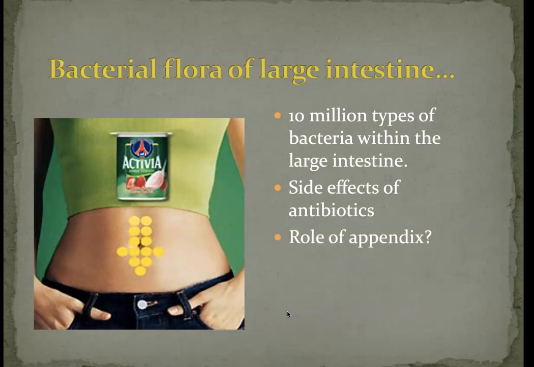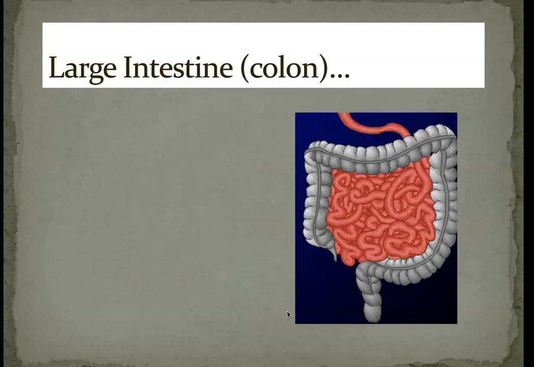The role of the appendix. The appendix is what's called a vestigial organ, which means you don't need it. But one of the advantages of it, what they think happens, is that it can actually supply your large intestine with its microbiome. So let's say you're taking antibiotics and you're losing some diversity of bacteria in your large intestine, the appendix can supply your large intestine with some of your microbiome. So it may play a role, even though you can live without it.